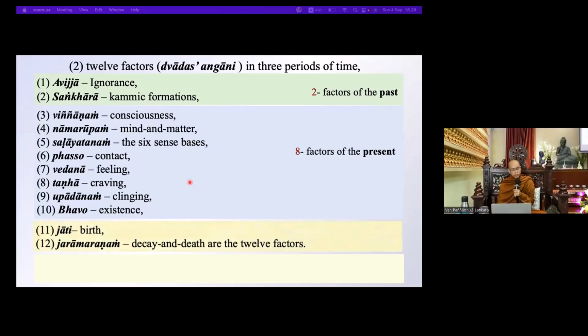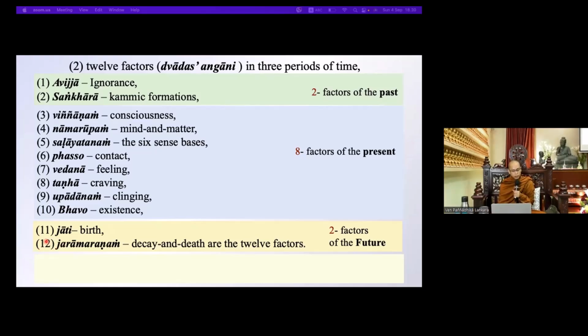And if we consider jati and jaramarana, these are considered as the future factors. Although this life also has its jati and jaramarana, if we divide it according to the time period, they are classified into 3 groups in this way. So 2 factors for the past, 8 factors for the present, and 2 factors of the future here, with jati marana and jara marana, to count 12 factors.